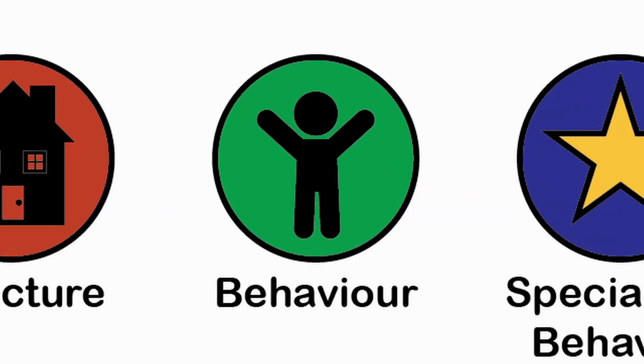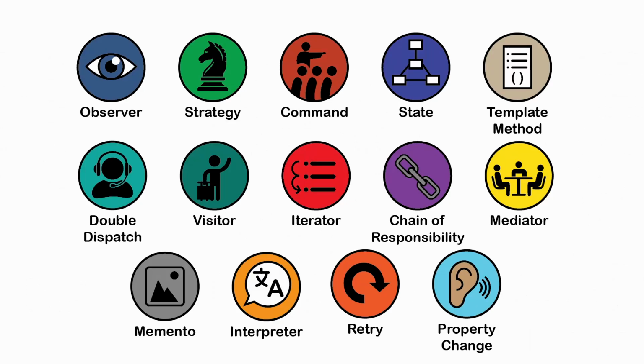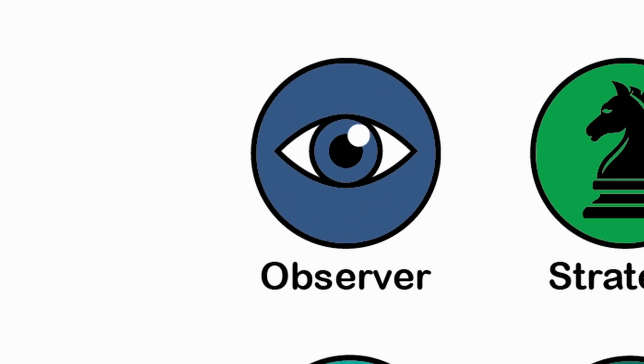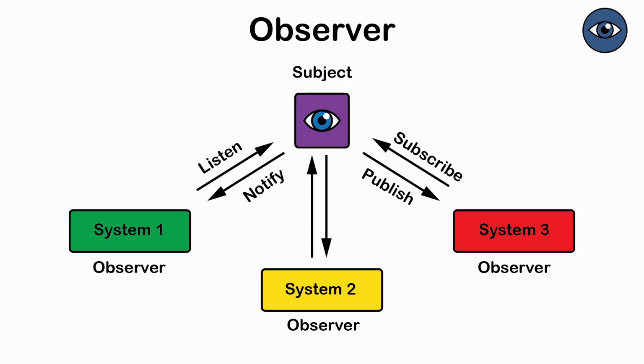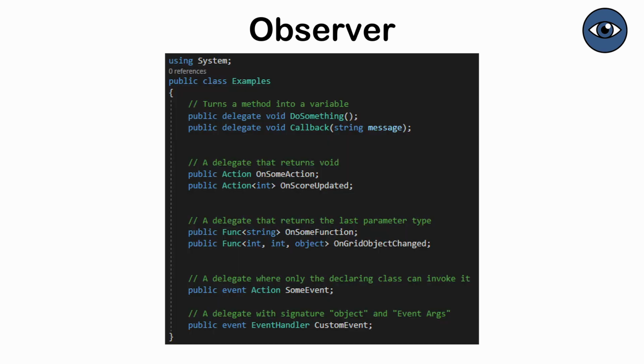Behavioral patterns. These patterns help govern the interaction between objects. The observer pattern defines a one-to-many dependency where, when one object changes state, all its dependents are notified. The two most common examples of this are delegates and events, though custom ones can also be created.